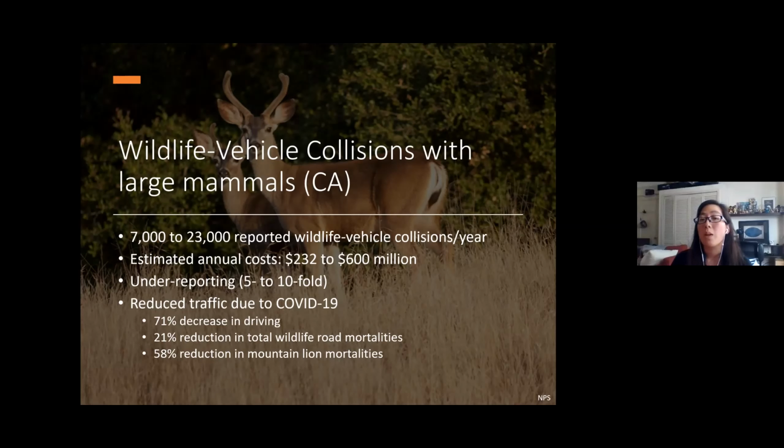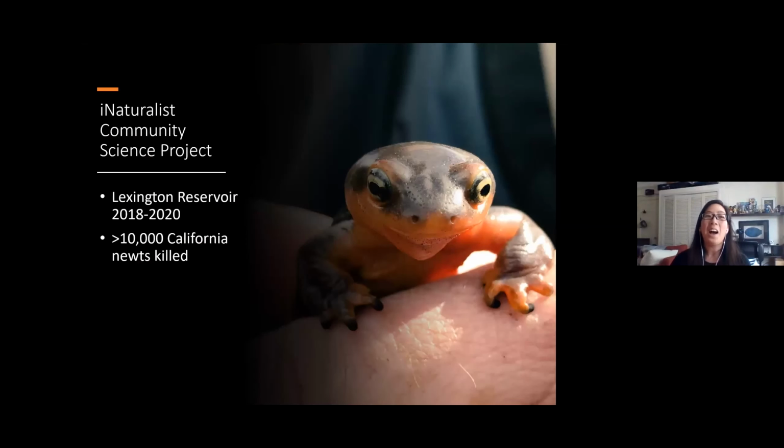So if we look at birds, there was a study that came out that estimated that up to 340 million birds are killed on US roads every year. And then amphibians and reptiles are also really vulnerable to getting run over when they're migrating to their breeding pools. So it's really sad.